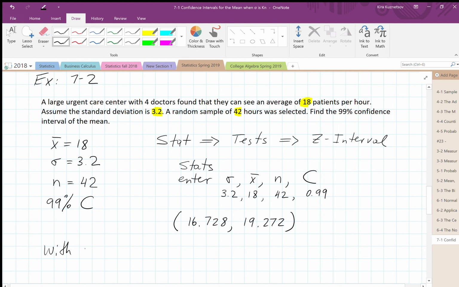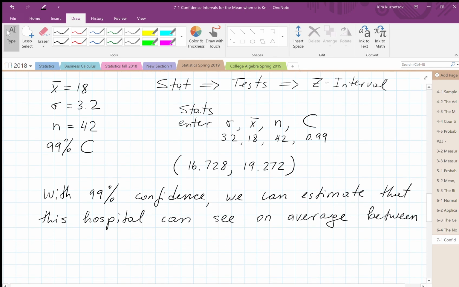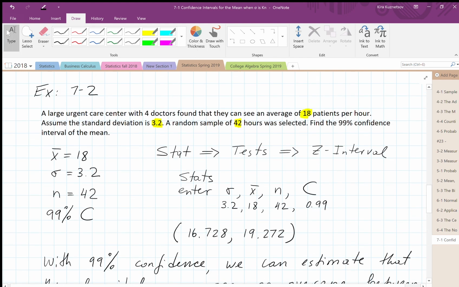So with 99% confidence, we can estimate that this hospital can see on average between, and then you just round, 16.7 rounds up to 17, so an average between 17 and 19.2 rounds down to 19, so on average between 17 to 19 patients per hour.